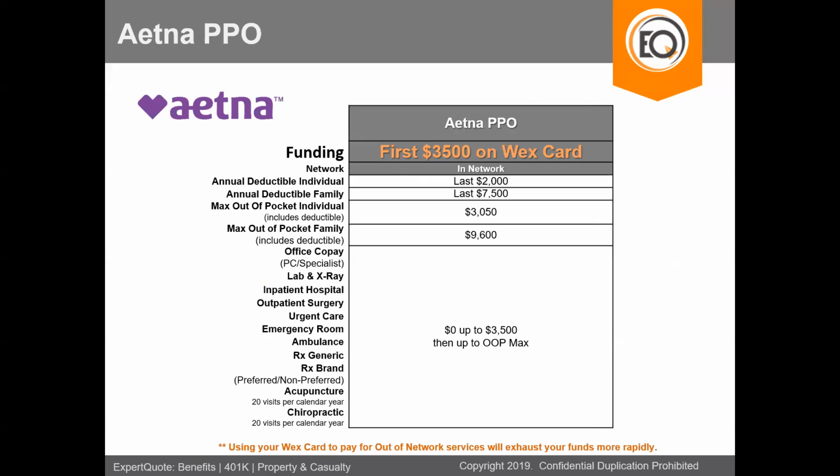You are able to go out of network. You can use your WEX card to go out of network. However, the funds are going to exhaust more rapidly. We all know that the discounted negotiated rates are better for in-network, and that's no secret there. But the whole point of having a PPO is, of course, having the network of providers with Aetna, but also having the ability to go in or out of network if you need to. But I just want to highlight that, yes, the money will exhaust on the card faster out of network. But of course, if you need to go, you need to go. Go be seen, go get taken care of.